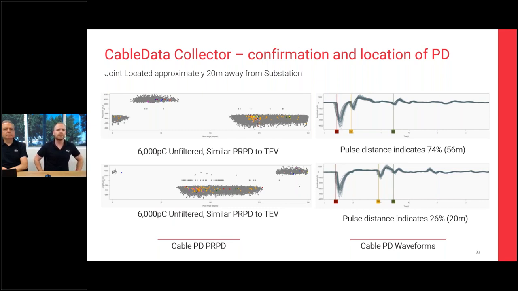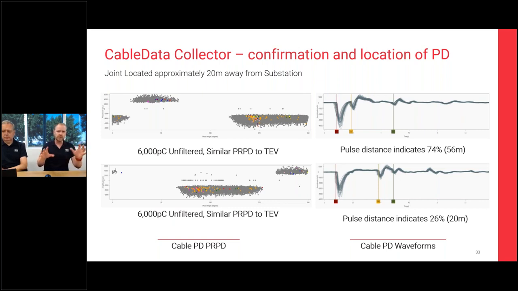We can also see our amplitude level, as you can see on the left-hand side there, was 6,000 picocoulombs on unfiltered data. So that's the true level of picocoulombs. So when we relate that back to the table that Neil showed earlier, 6,000 picocoulombs is in the red level. So it's a defect that should have a high priority on it.